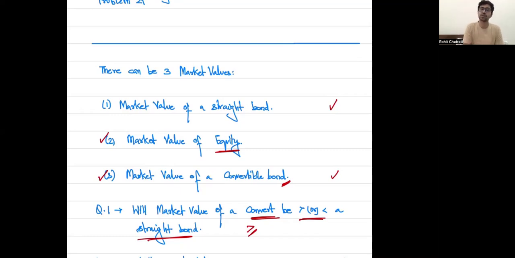Think of it with regards to convertible bond. If the company does well, I opt to convert into equity shares, and therefore I enjoy the upside, because I have an option to convert. But if the company is not doing well, equity share price will fall, but the market value of a convertible bond will not fall in proportion.